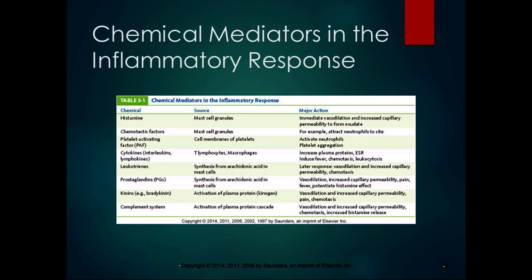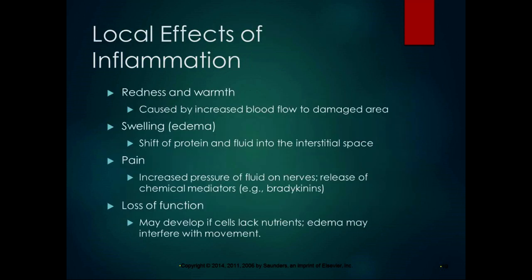There are a lot of them. We talked about histamines and bradykinins, but there are lots of other ones. The table talks about what their major actions are and which cells create them. Some of them work on vasodilation and increased capillary permeability. Totally makes sense because stuff has to get out to the injured cells, macrophages and neutrophils. And some of them have other effects. But the vasodilation and increased capillary permeability are major effects of chemical mediators in the inflammatory response.